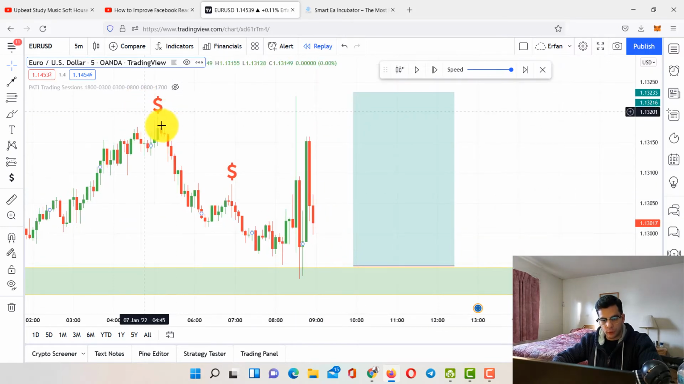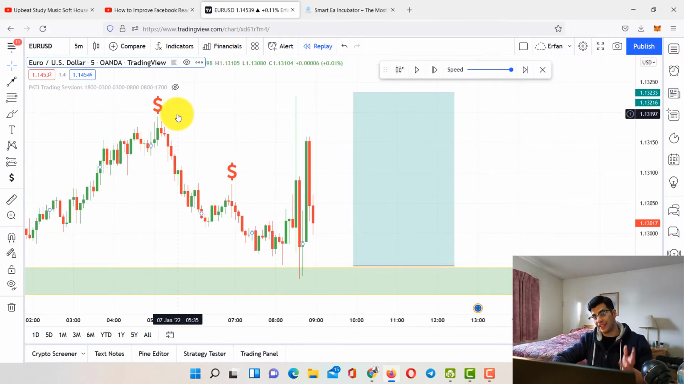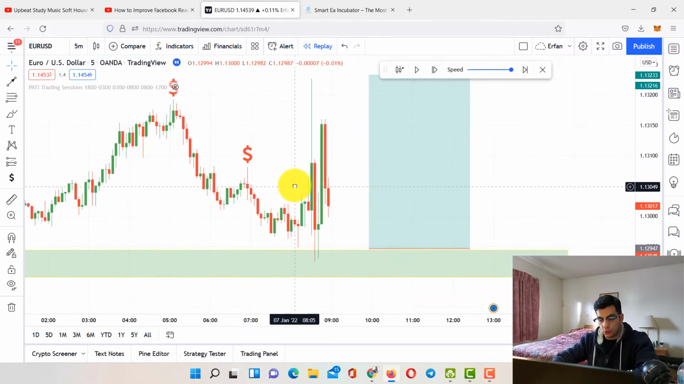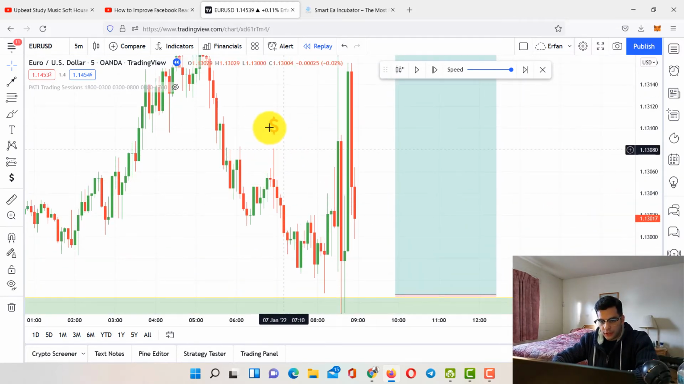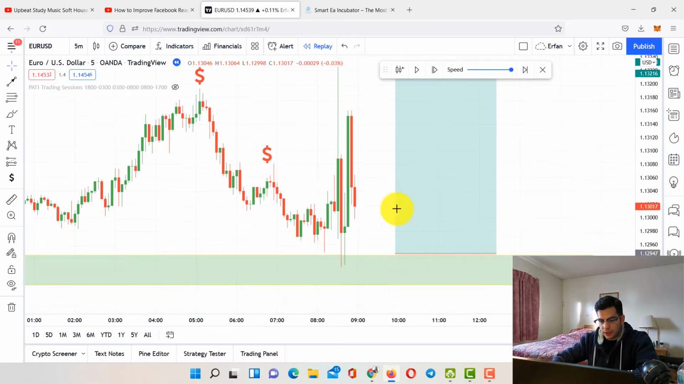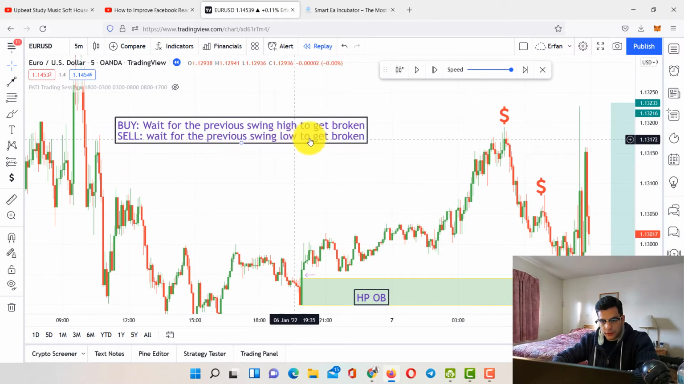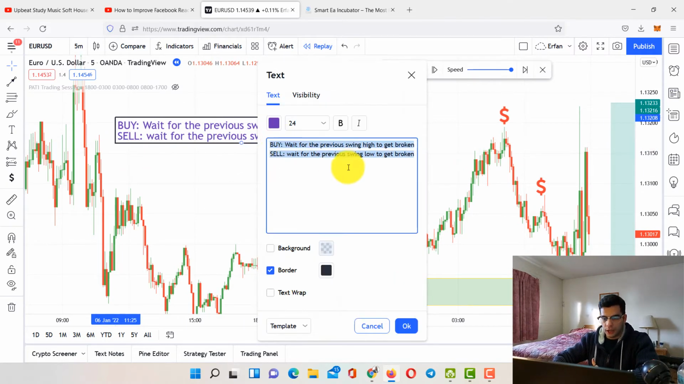I'm not gonna wait for this to break and then after that move my stop loss to break even. I'm not gonna do that. I'll wait for this one, the closest one, because as you can see, the previous swing low to get broken, or I would rephrase it to the closest, even this one, to the closest.